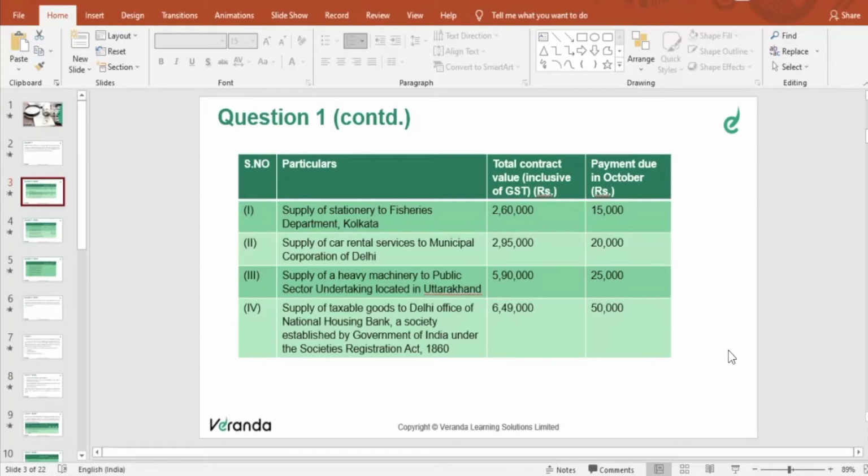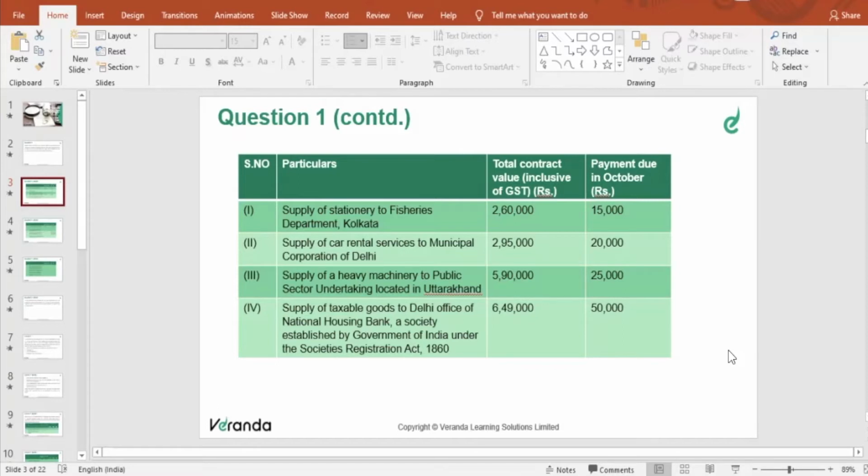Perfect. I hope all of you have your calculators handy. The moment you do 2,95,000 into 100 by 118, it is going to come exactly to 2,50,000. This is a point where you will be confused, whether in an exam or real life, whether the amount was exceeding or exactly at 2.5 lakh. Make it a point, repeat it to yourself: only when it is exceeding 2,50,000, TDS shall be applicable.